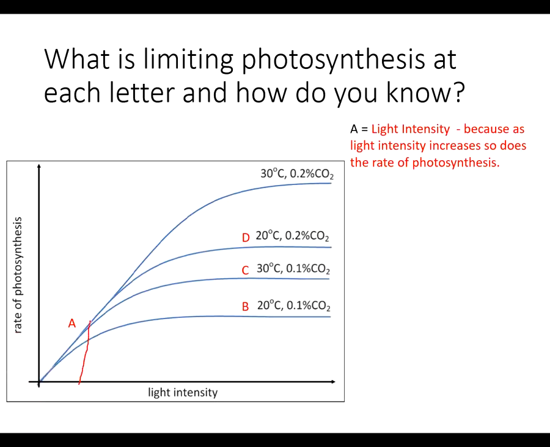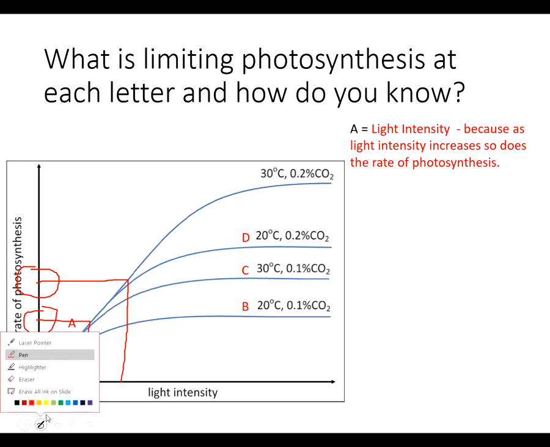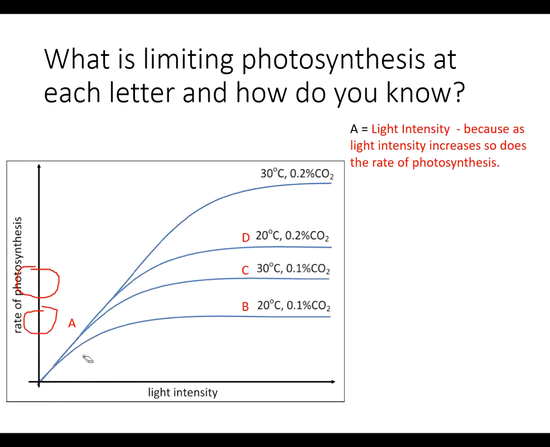here's our rate of photosynthesis here. We're going to increase the light intensity. Okay, and here is our rate of photosynthesis here. So on this sloping line, all the way up the sloping line, what is limiting the rate of photosynthesis is whatever is on the x-axis.